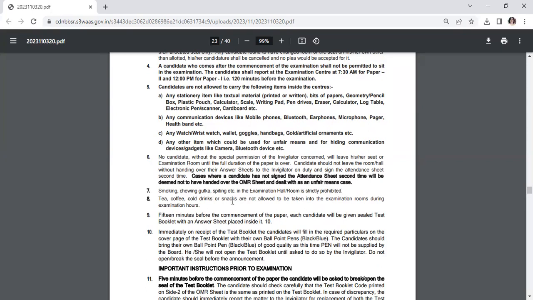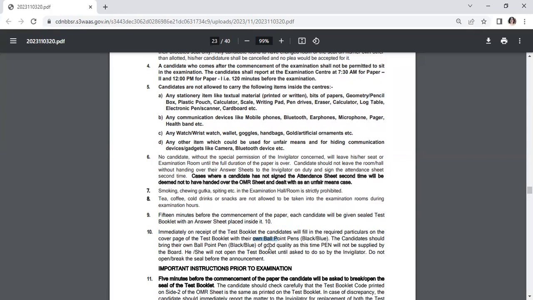Smoking, chewing gutka, spitting in the examination hall room is prohibited. Tea, coffee, cold drinks are not allowed. 15 minutes before the commencement of the paper, each candidate will be given a sealed test booklet with an answer sheet placed inside it. Immediately on receipt of the test booklet, the candidates will fill the required particulars on the cover page of the test booklet with their own ballpoint pens, black or blue.